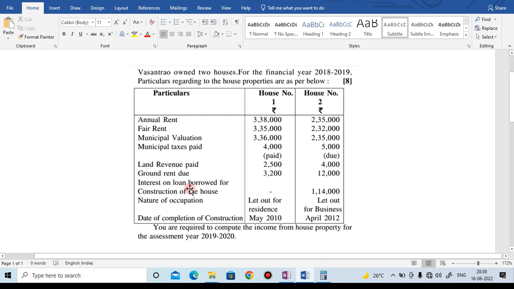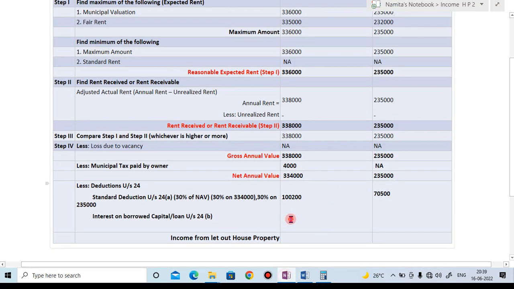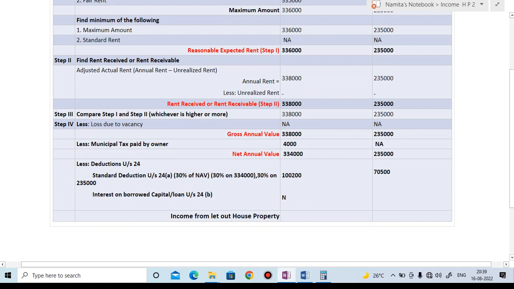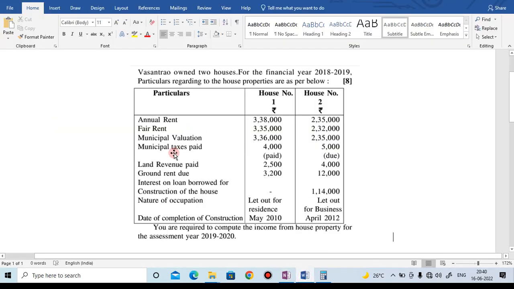So interest on loan borrowed for construction of house. House number 1 there is no interest. Now for house number 2 the interest is given. So here for house number 1, interest is not applicable. House number 2, interest is 1,14,000. Okay, 1,14,000.